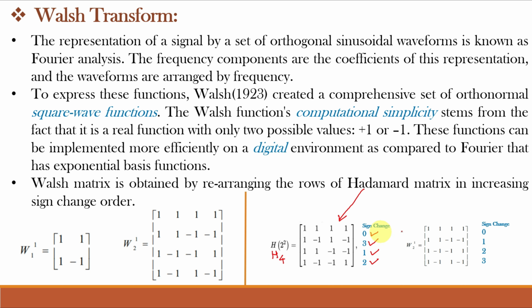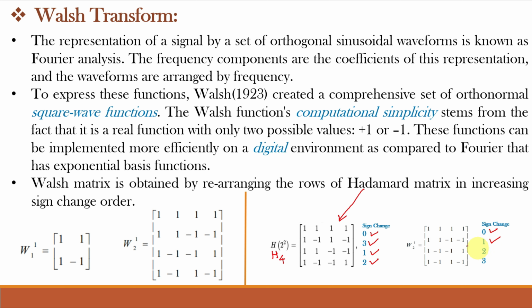Now to form a Walsh matrix from this Hadamard matrix, we have to first write the sign changes and arrange them in ascending order 0, 1, 2 and 3. Now we will write the 0 row from this Hadamard matrix. The 0 row is 1, 1, 1, 1. Then we will write the one sign change row. Which is the one sign change row? This is the one sign change row, that is 1, 1, -1, -1. So we will write here 1, 1, -1, -1.